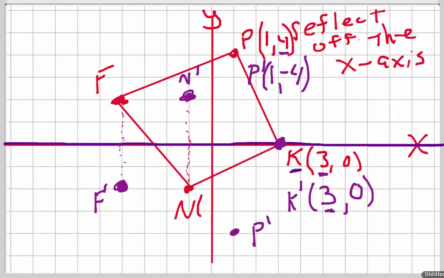Now we can draw our shape. Once you move the points, then you can draw your shape. Kind of looks a little weird, doesn't it? So there you have a perfect reflection off the x-axis. Now, sometimes you're going to get some that overlap. Let's look at one that doesn't.